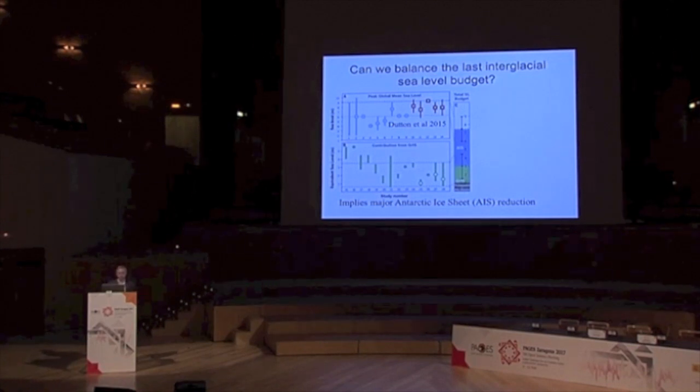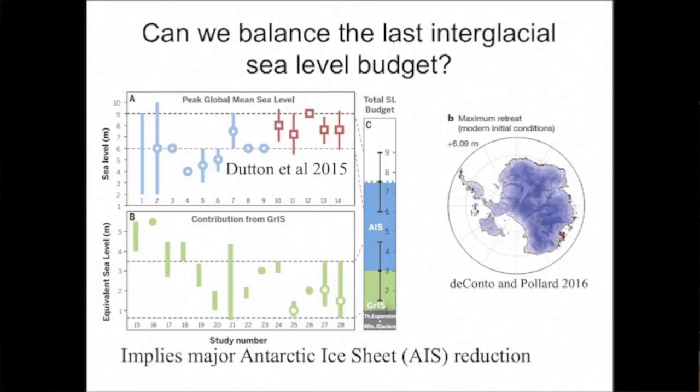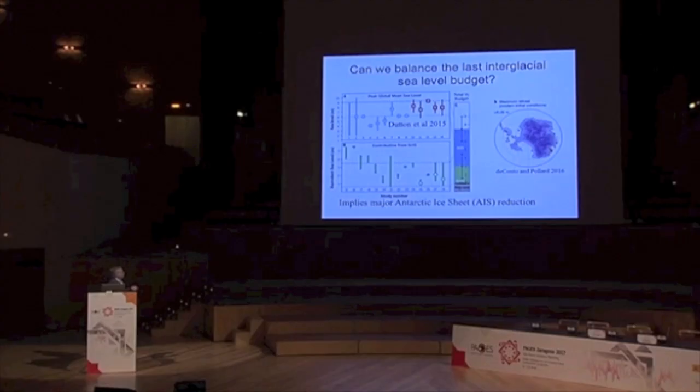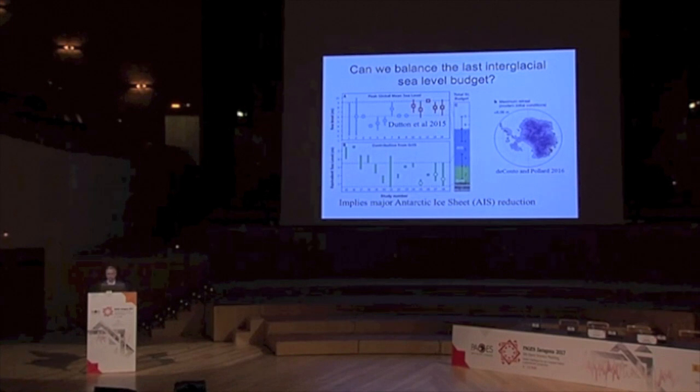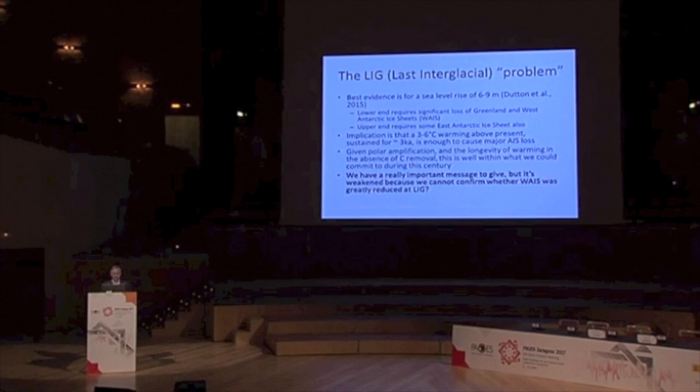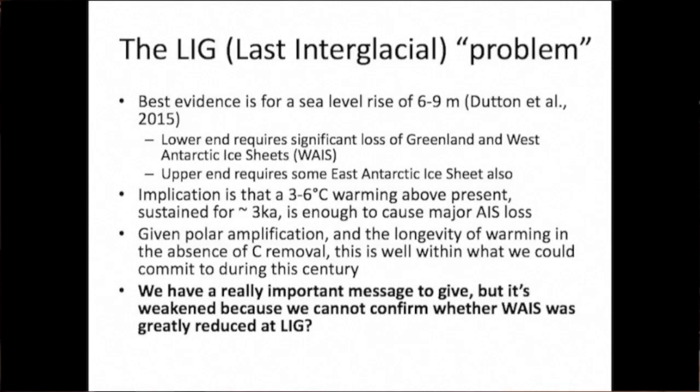So that implies there must have been a major reduction in the Antarctic ice sheet. And it could be from East Antarctica, it could be from West. DeConto and Pollard recently suggested that this is what the West Antarctic ice sheet would have looked like in the last interglacial. And you can see it looks very different from today. So I think we as a community have what I call a last interglacial problem.